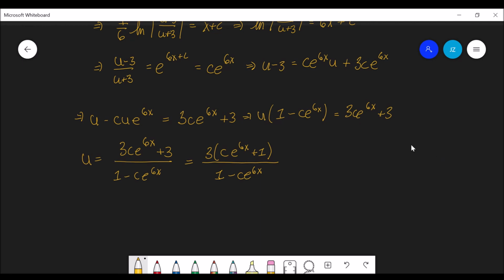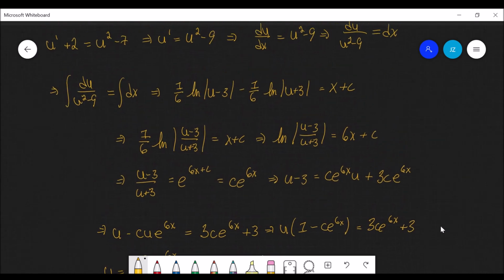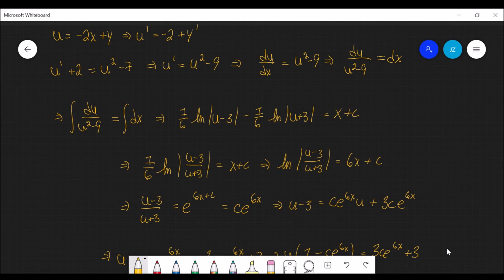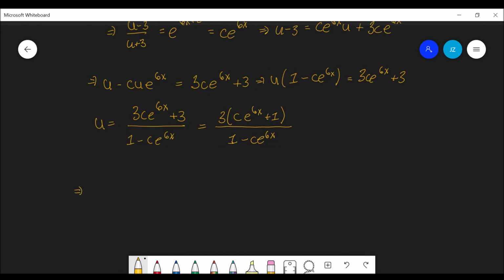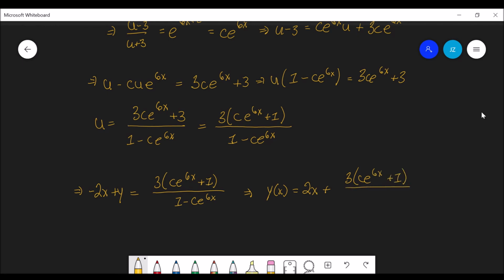But u was equal to negative 2x plus y. So this means that negative 2x plus y is equal to 3 times ce to the 6x plus 1 all over 1 minus ce to the 6x. And so our solution y of x is simply 2x plus 3 times the quantity of ce to the 6x plus 1 all over 1 minus ce to the 6x.